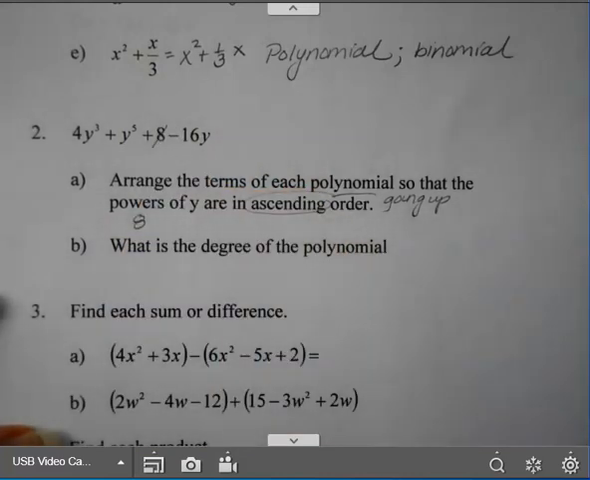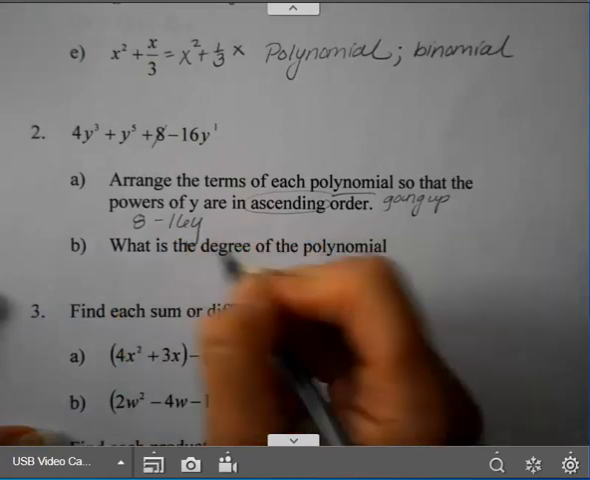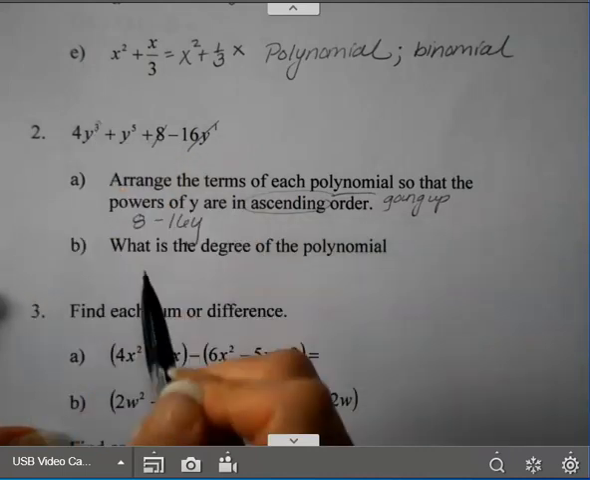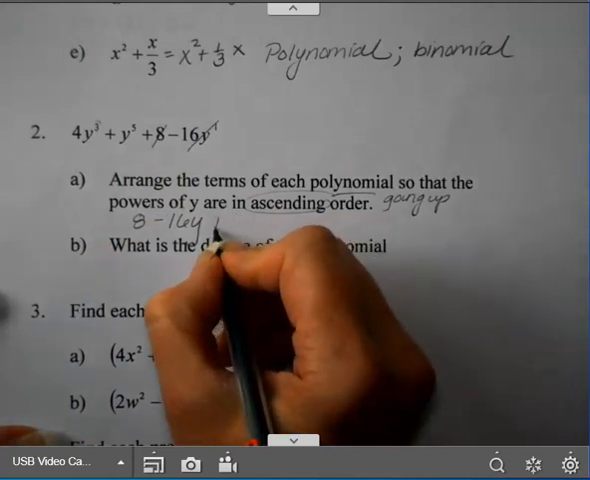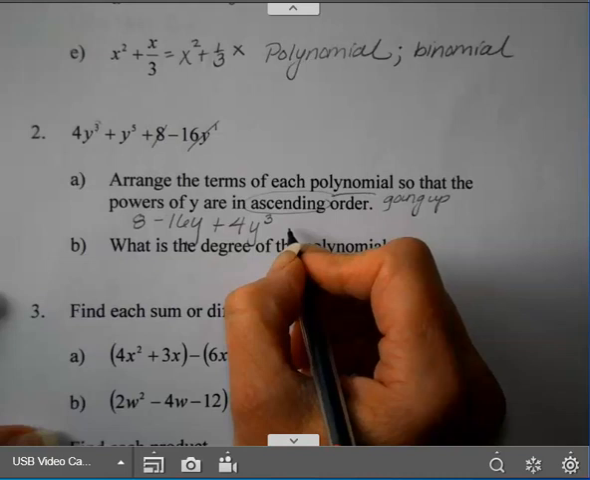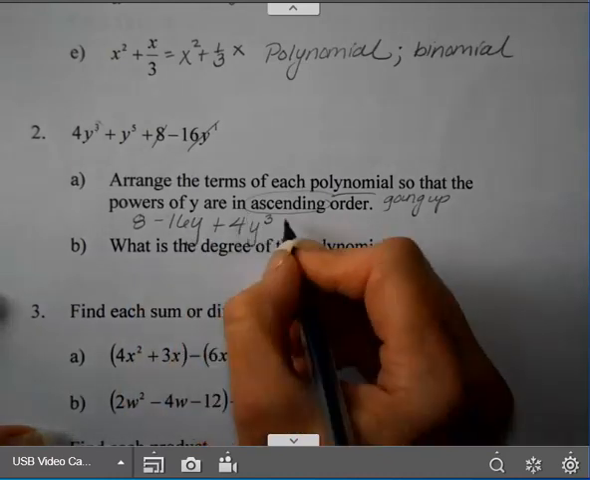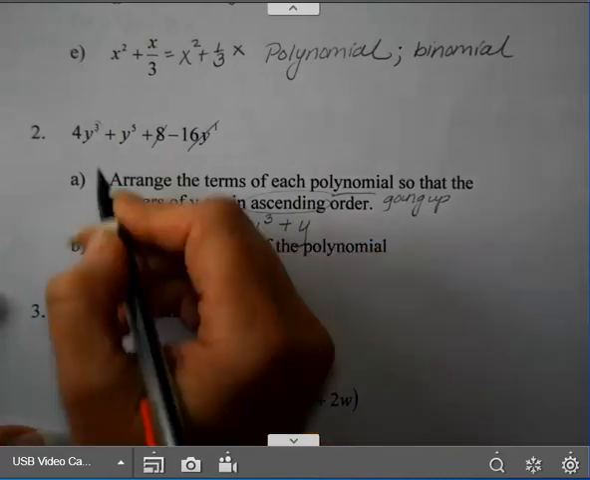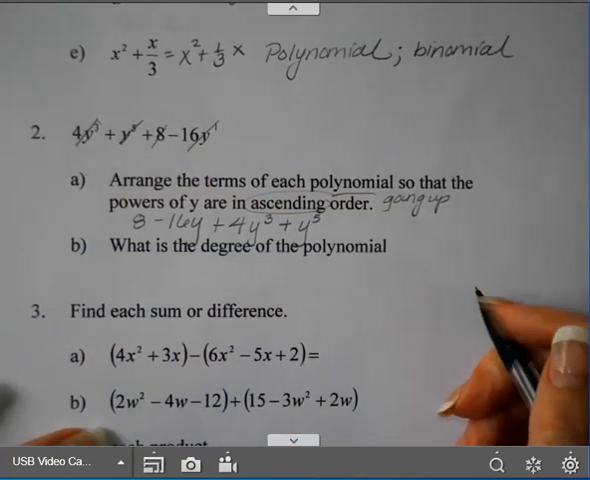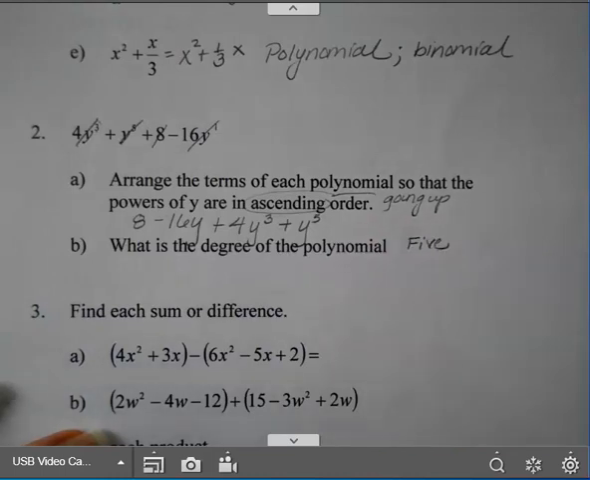And then the next least amount of y's on my exponents would be the y to the first. And then the next one, I have a y cubed and a y fifth. So this has fewer y's multiplied together. So this is going to be plus 4y to the third. So powers means exponents. So we're putting this in order from the least exponent for the y to the highest exponent. My last one is then y to the fifth. The degree is your highest exponent, and that is 5. The degree of this is 5.